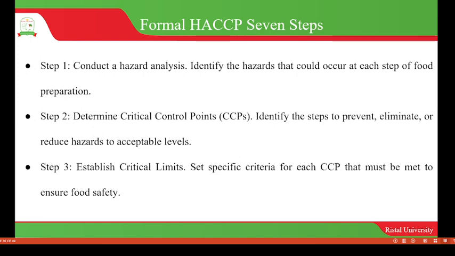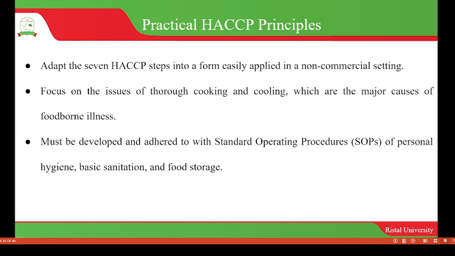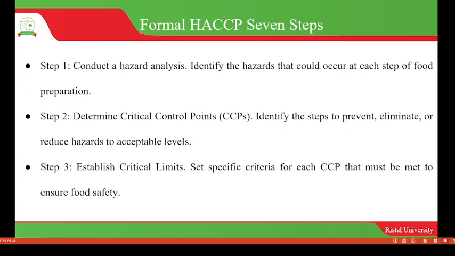So now we can look at the formal hazard analysis and critical control point 7 steps, which are also referred to as the universal steps in conducting hazard analysis and critical control points. And understanding this will help us to apply these steps even in non-commercial settings in a practical manner. So the first step is conduct a hazard analysis. And by this we mean you have to identify the hazards that could occur at each step of food preparation.